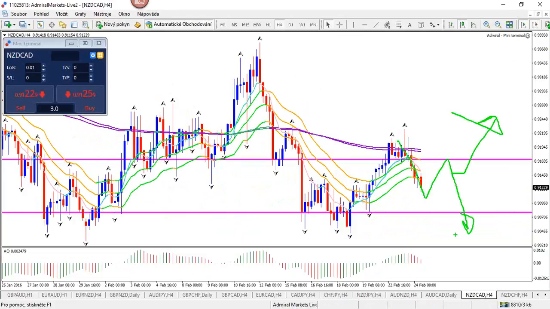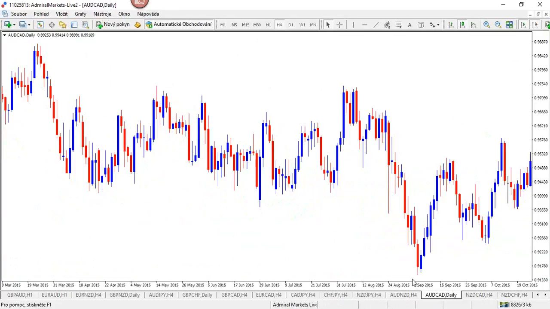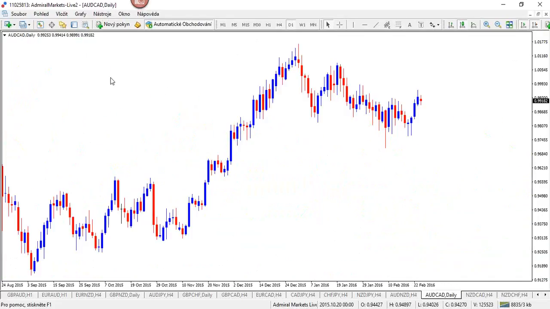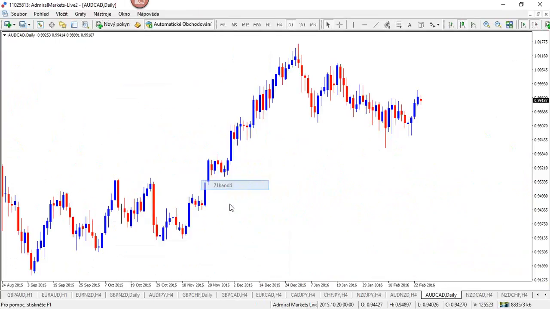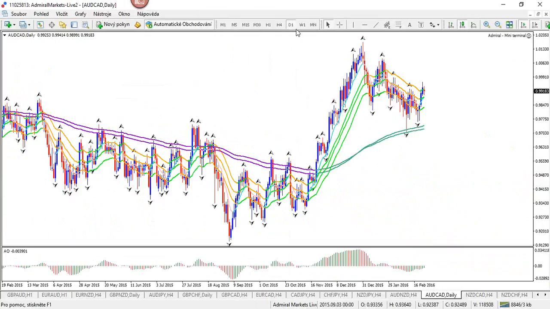But I think personally, if I would be in such a long trade, I would try to just get out of it. I just don't like this particular pair probably. Let's see, AUD CAD. Very choppy.